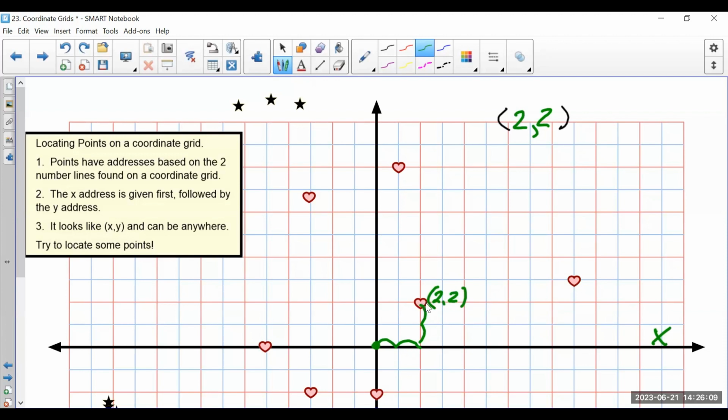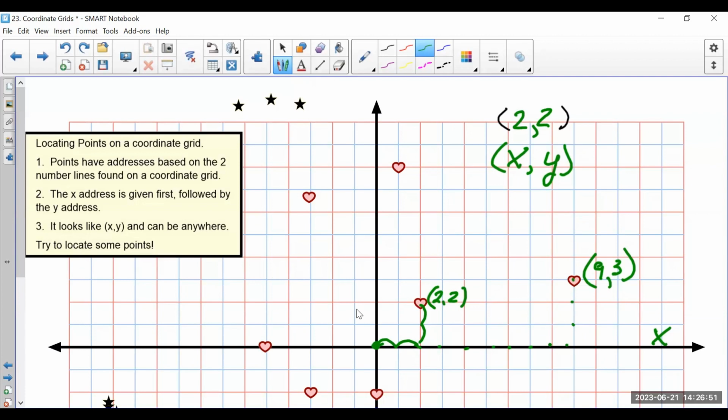Well, what's the difference between that point and this point over here? This point over here, you start at the 0 and go 1, 2, 3, 4, 5, 6, 7, 8, 9. You're going over 9 spaces, so you'd start with a 9. Then you're going to go up 1, 2, 3. So this is located at 9, 3. All right, not too bad. So the x address is always given first. So it's always x, y, just like alphabetical order, x, y, no z's. We're not doing 3 dimensions.